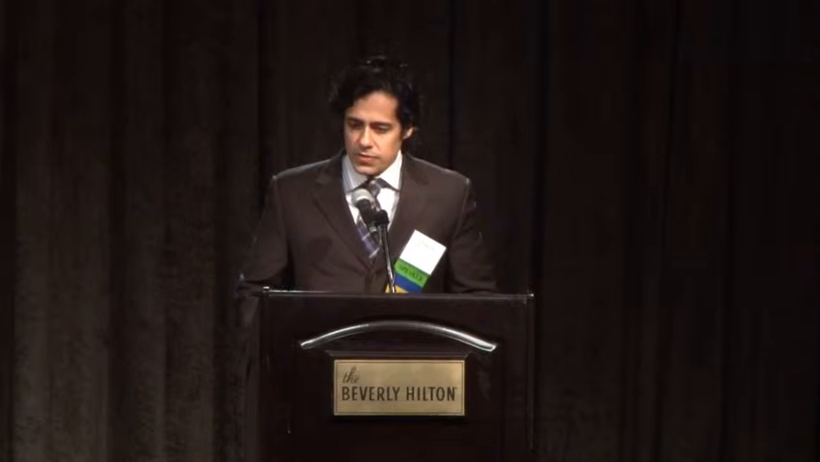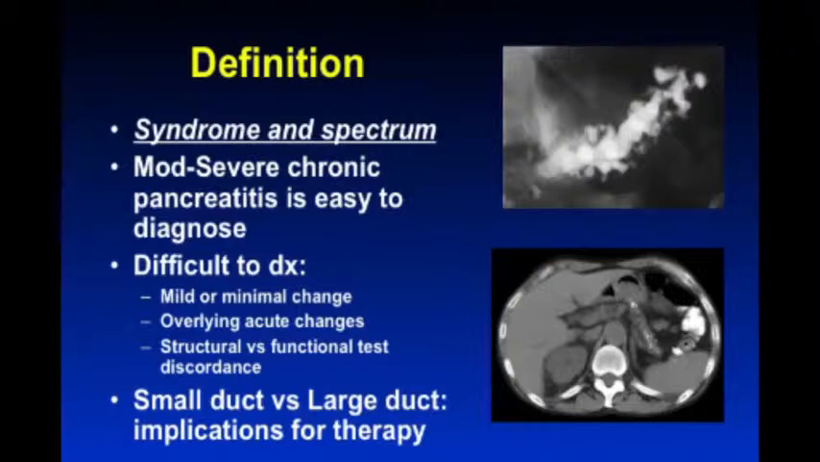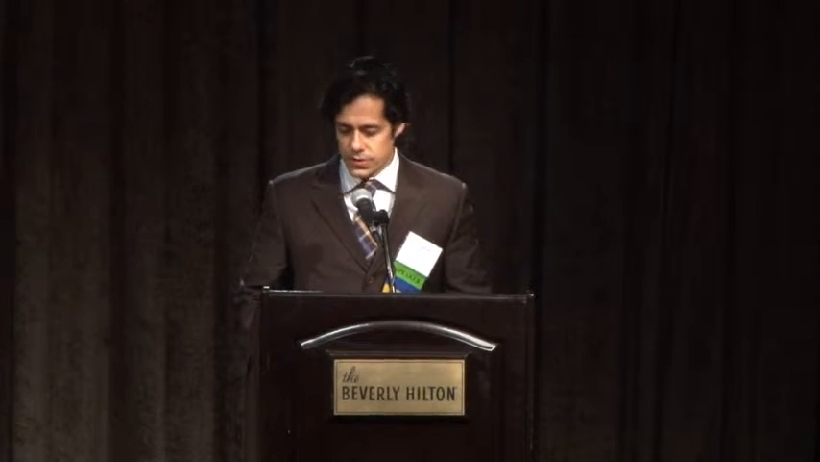Again, it's a spectrum of disease, and severe pancreatitis is a no-brainer. You know, calcifications are present or there's a markedly abnormal duct, and it's relatively easy to diagnose. When there's minimal or mild change, it's a little harder. When there's discordance between structural and functional tests, it's a little harder to diagnose. And it's important to keep this in mind as you're deciding how to treat a patient. Am I really dealing with chronic pancreatitis, or is it something else?